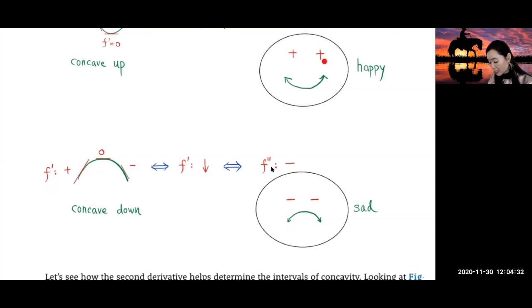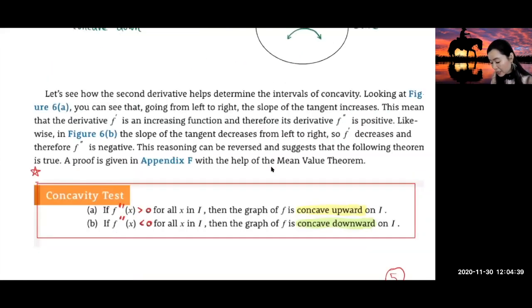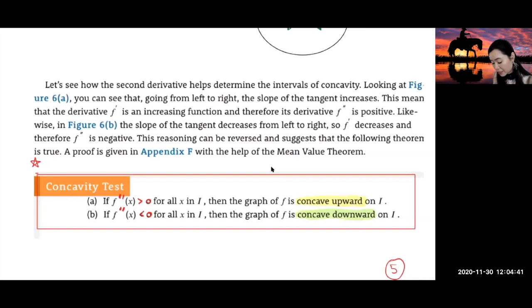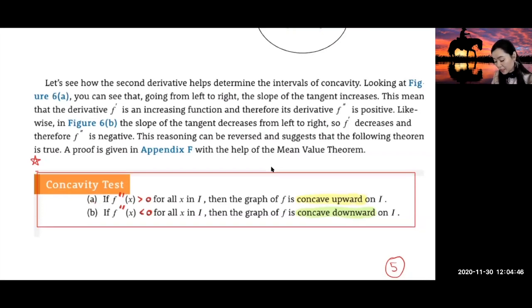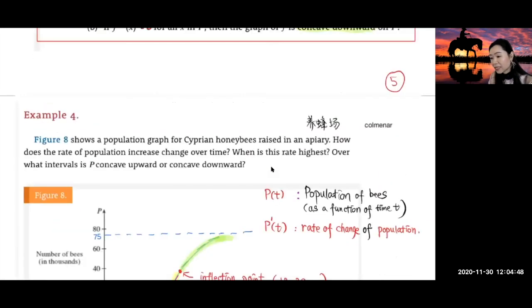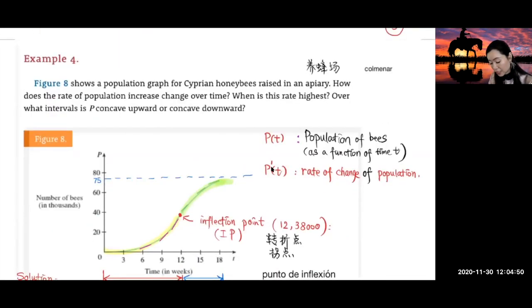Second derivative positive, concave up. Second derivative negative, concave down. And that's called the concavity test. Okay, that's called the concavity test. Now let's try to use this example to understand this.